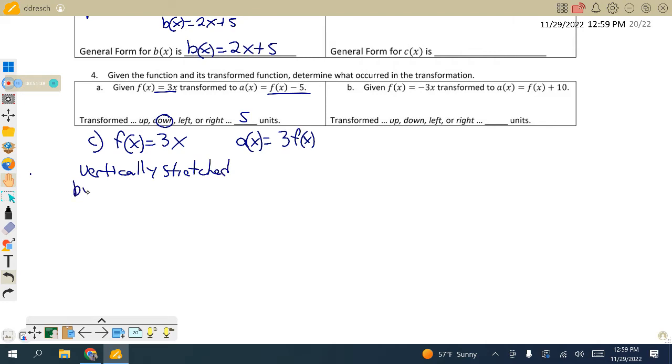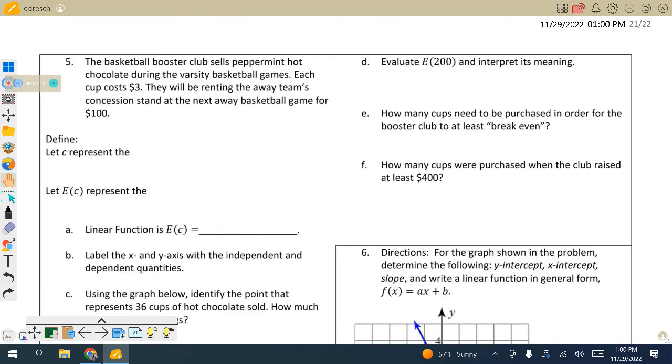Vertically stretched by a factor of 3, correct, okay? All right, once you get that, flip it over to the next page, and let's see on the back side, is there anything of the new stuff that we talked about, or is that old stuff? All right, on the back side we go. All right, what do we got? Oh yeah, as you said, old stuff.